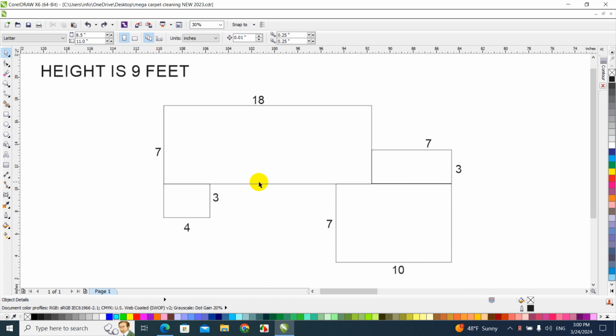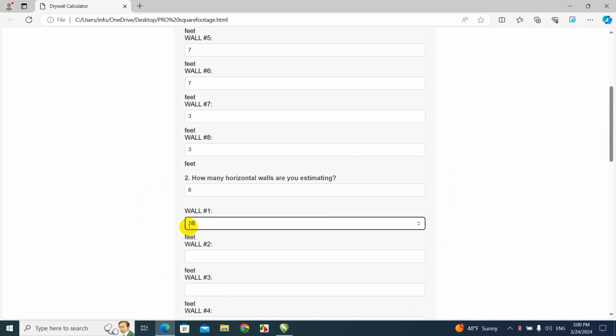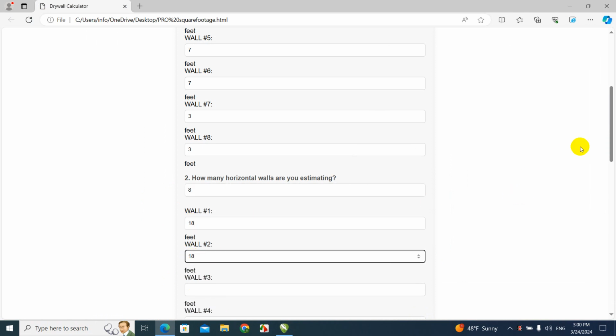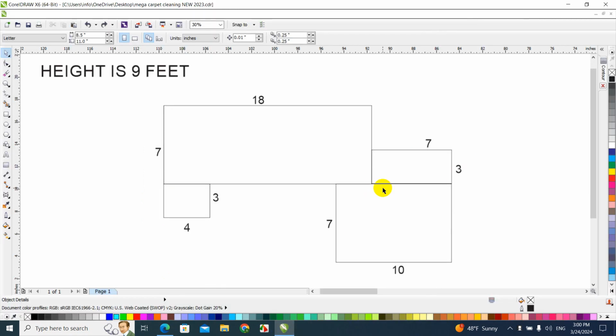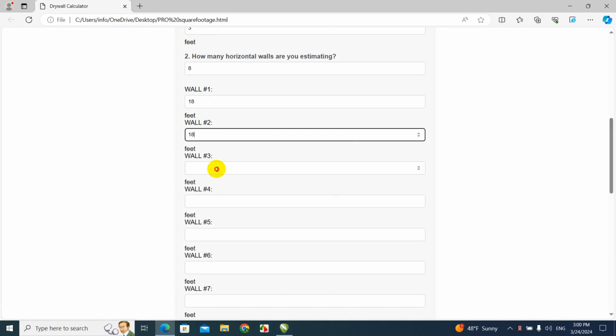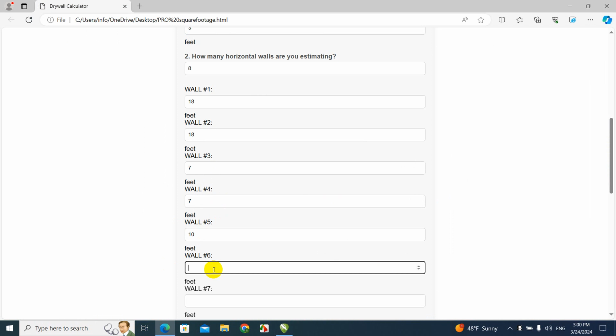Again, let's count horizontal. 1, 2, 3, 4, 5, 6, 7, and 8. So we got eight horizontal walls too. So 2 18s, which are the biggest one, 18 feet, and this one is 7 and 7, 10 and 10.